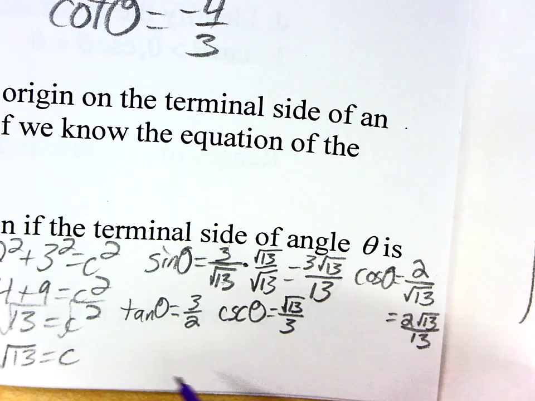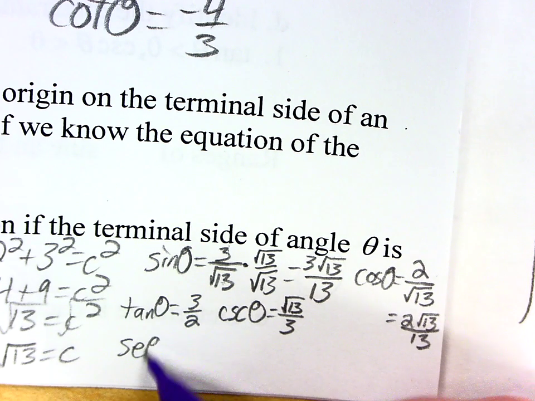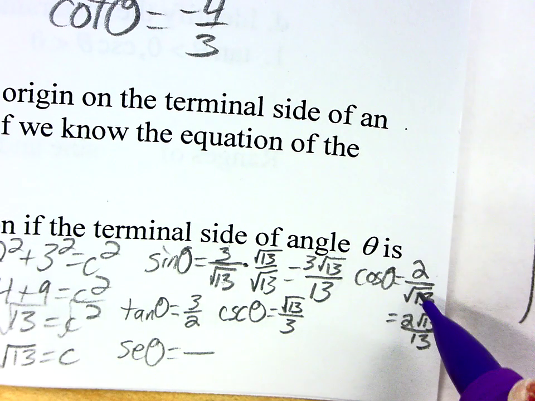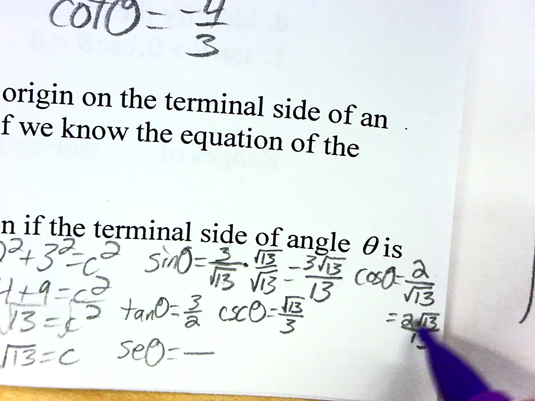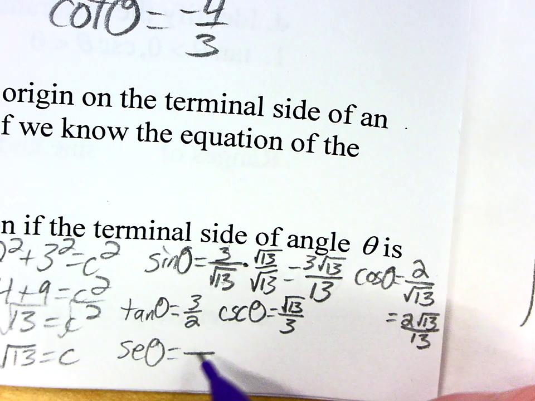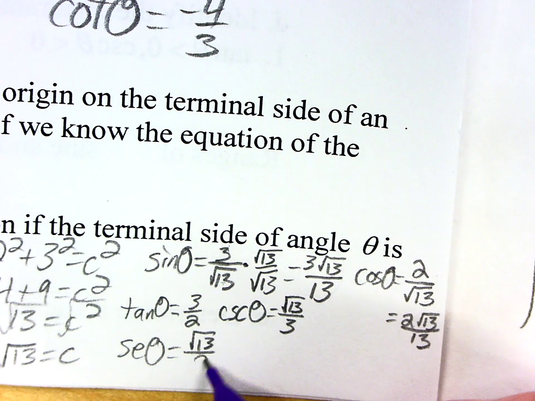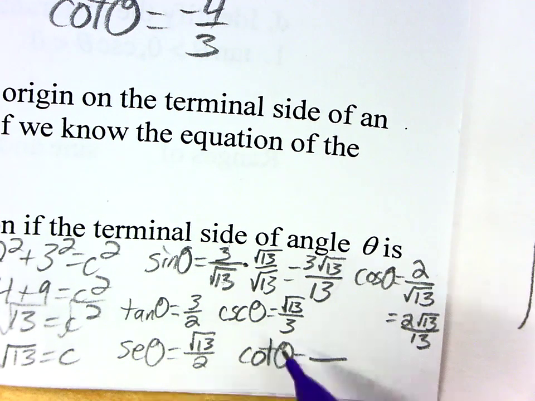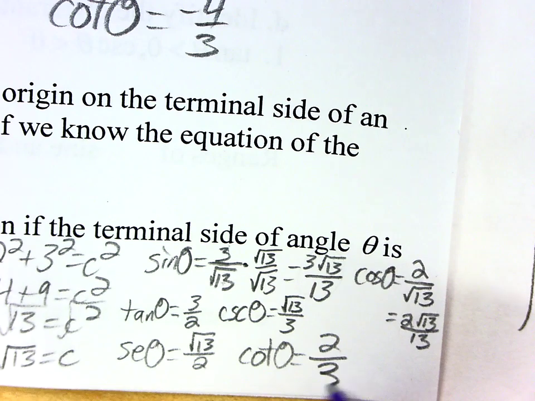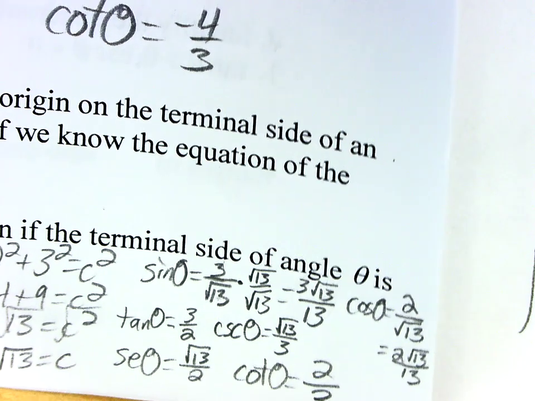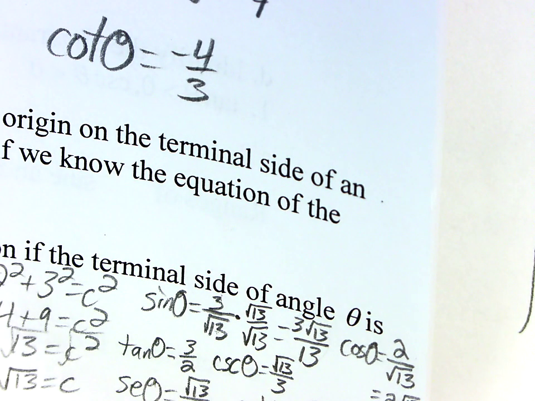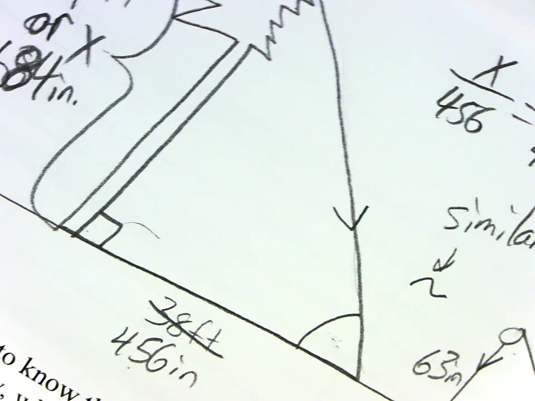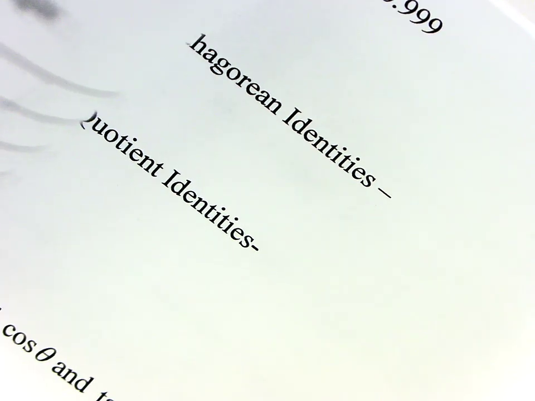So that's cosecant. Now secant, same thing's going to happen, right? I don't take my final one. I take the one before it, root 13 over 2. And cotangent, that one's just 2/3. Woo! Okay. There is a little bit more of 1-3, but I think we'll save that for tomorrow.